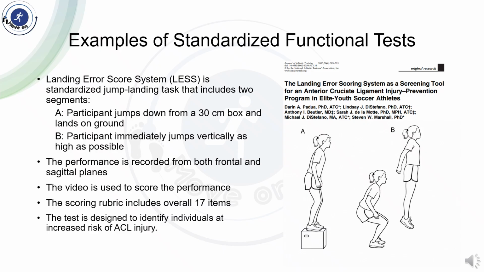This standardized jump landing task includes two segments. A. Participant jumps down from a 30 centimeter box and lands on the ground. B. Participant immediately jumps vertically as high as possible. The performance is recorded from both the frontal and sagittal planes, and the recorded performances are scored. The scoring rubric includes 15 items rated as either 0 or 1 and 2 items rated as 0, 1, or 2. A total score of less than 5 is generally considered a good result and indicates a low risk of ACL injury.